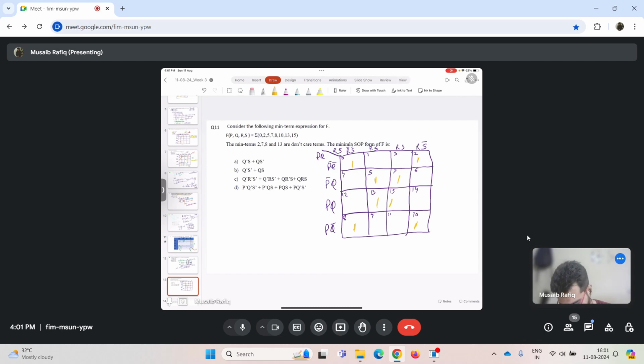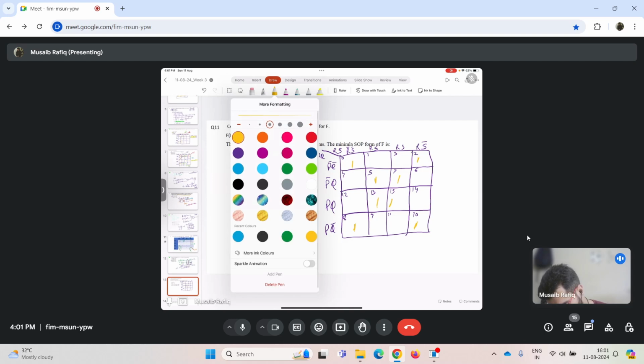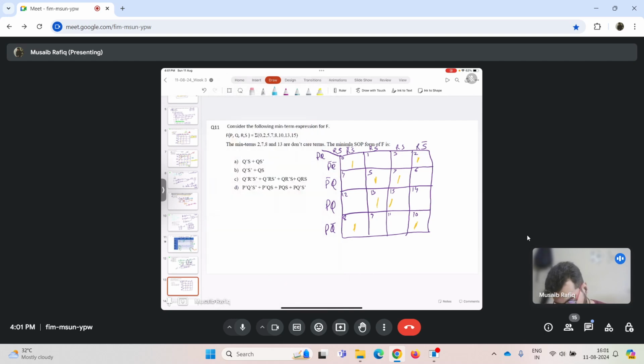Then let's see what we can do here, whether we can construct a quad. I don't think we can construct an octet, so look for the quad.